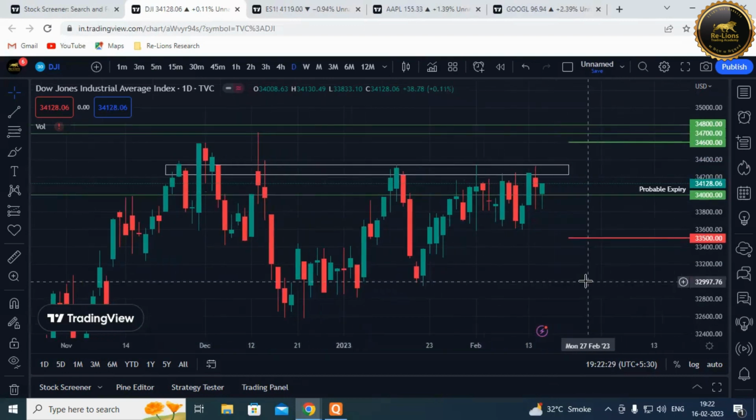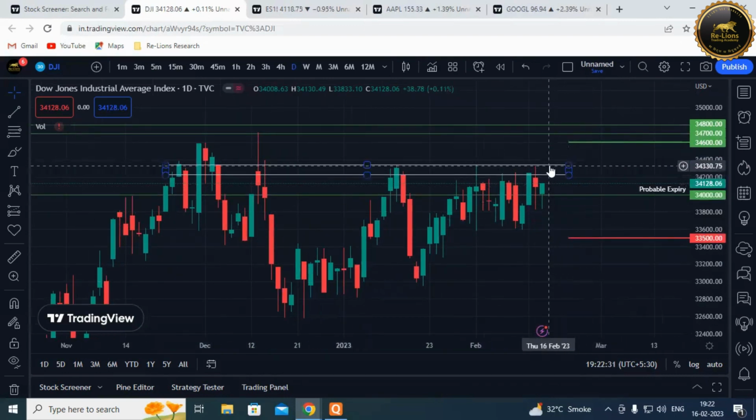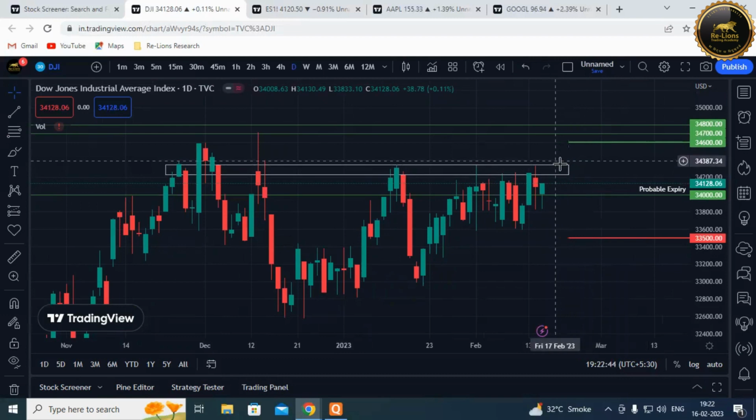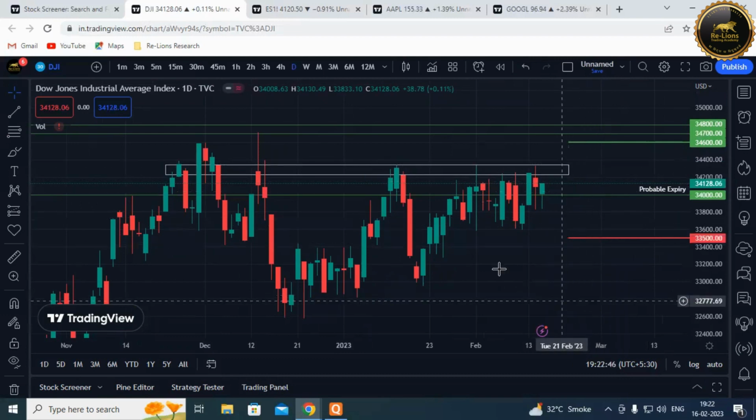So accordingly, you will have to wait for the price to reach this range. If it does happen, then you can initiate a short trade. Rather, if I was in your place, I would have initiated a short trade from this range by placing my stop loss just above 34,400, and I would have expected the price to come down.